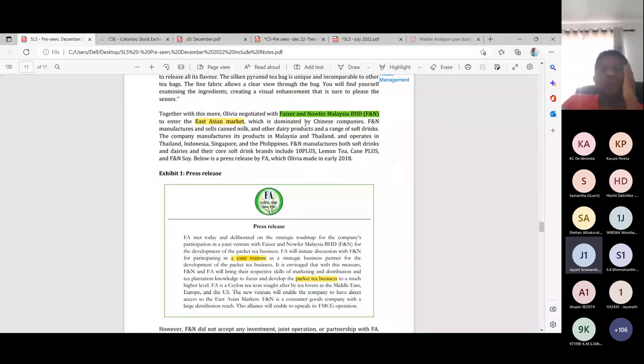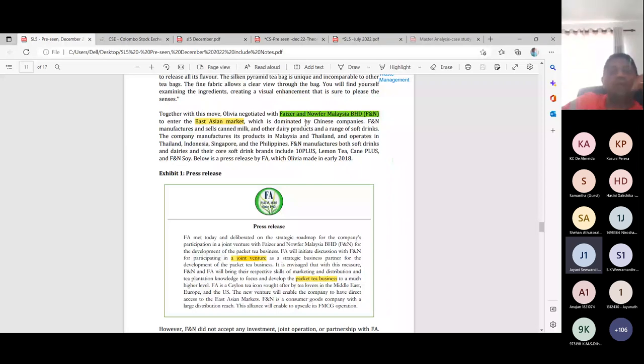Together with this move, we are negotiating with Fison now for Malaysia BHD, FN, to enter the East Asian market. This is a right area for further study. So this may be further developed in the unseen part, right? Which is dominated by Chinese companies. FN manufactures and sells canned milk and other dairy products and a range of soft drinks. The company manufactures its products in Malaysia and Thailand and operates in Thailand, Indonesia, Singapore and the Philippines.